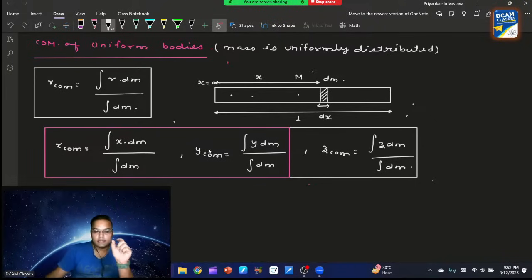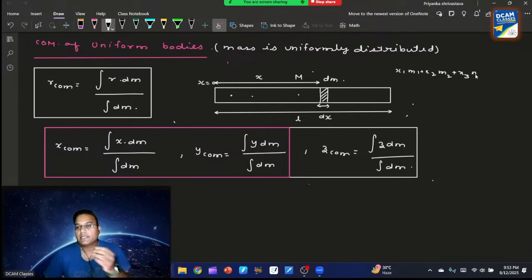Whatever, see what our concept is. Because the mass is uniformly distributed, we assume an elemental mass dm and treat it as a point mass, and then try to apply the above formula, x1 m1 plus x2 m2 plus x3 m3, that thing that we do. Now this x1 m1 plus x2 m2 plus x3 m3, that thing only we write like this, integral x dm.